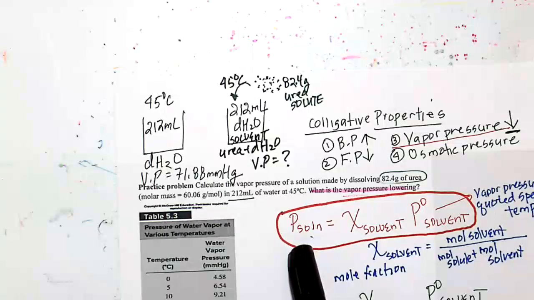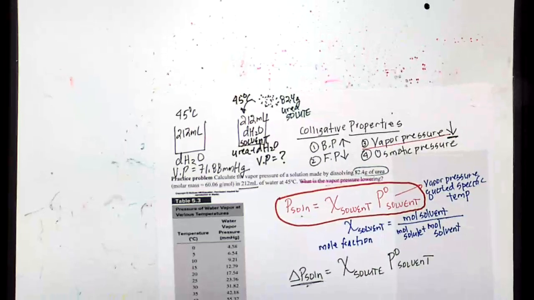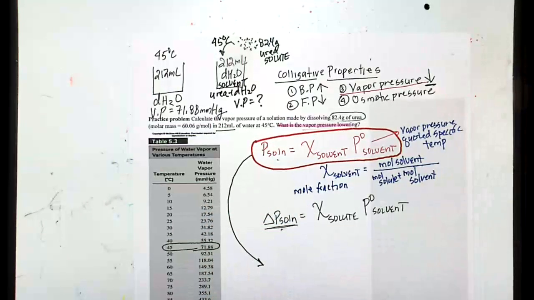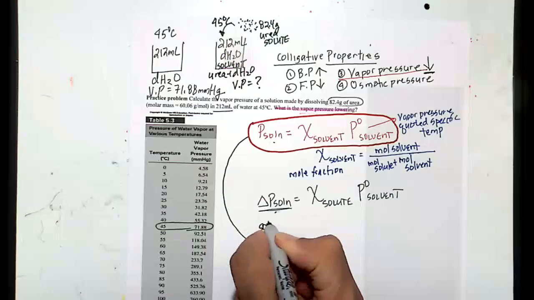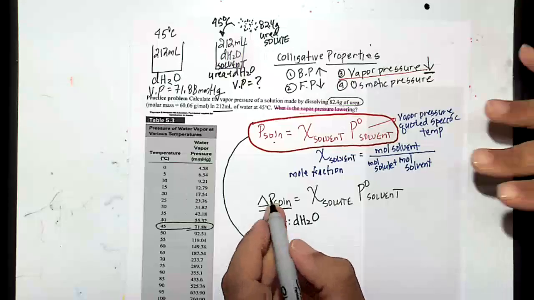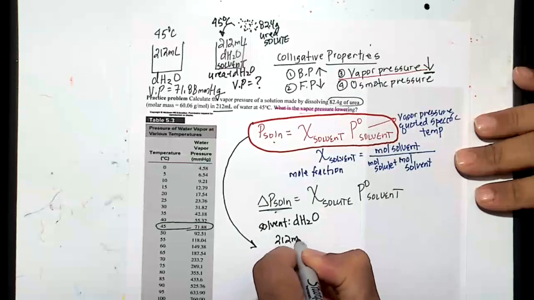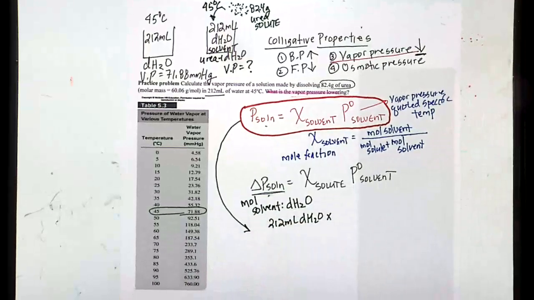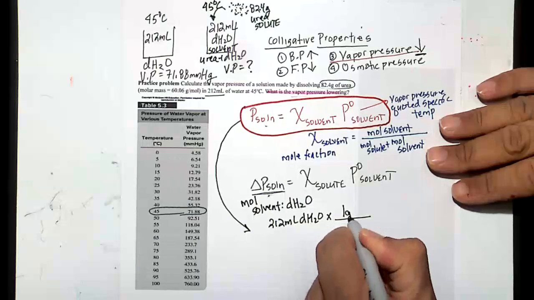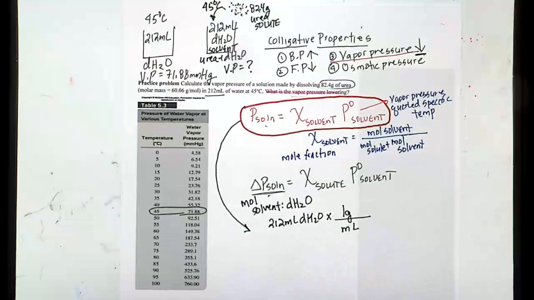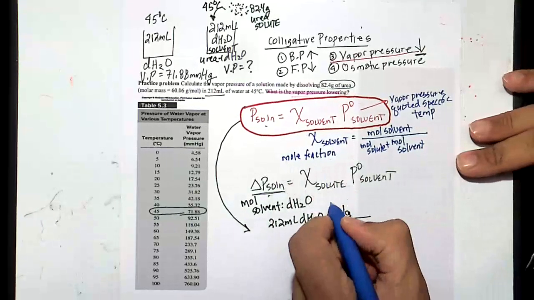Now the question is, what will be the new vapor pressure? Okay, we'll use this equation. Like I say on the exam, it's just plug and play. So let's first do the moles of the solvent, which is water, and that is 212 mLs of water. The density of water is about 1 gram per mL. That's a rough back of the head estimation, because this density will help us get to moles of water.